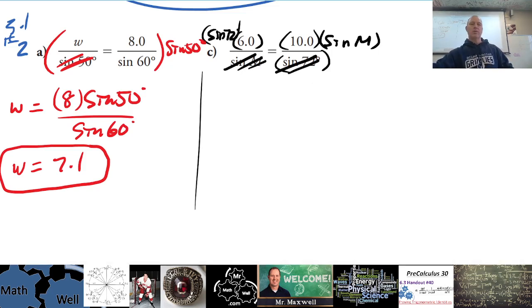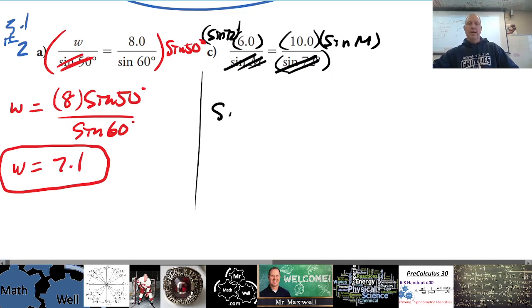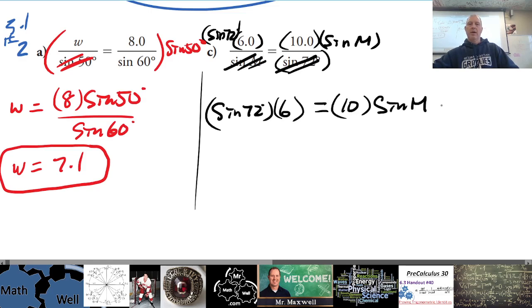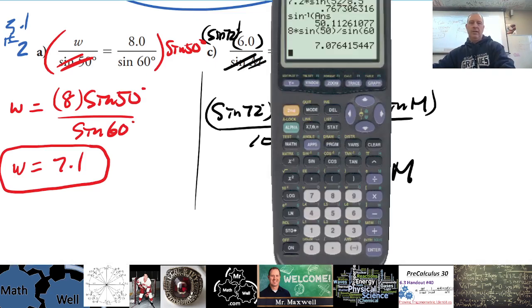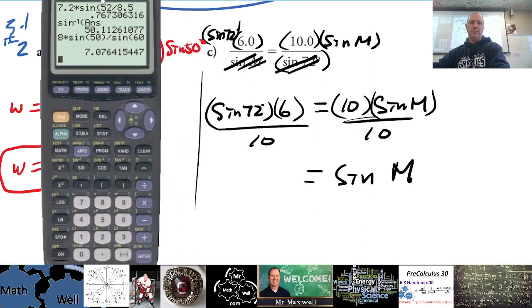Now I'm going to recopy this so far so we don't get too far down the line. But I have sine of 72 times 6, and 6.0 same as 6. And I have 10.0 same as 10, times sine of m. Okay? That's where I'm at so far. So the bottom can come up to the top. Now I want to get m by itself, so let's divide by 10. Let's get rid of that 10. And I have sine of m equals, and here I'll just write down what this simplifies to.